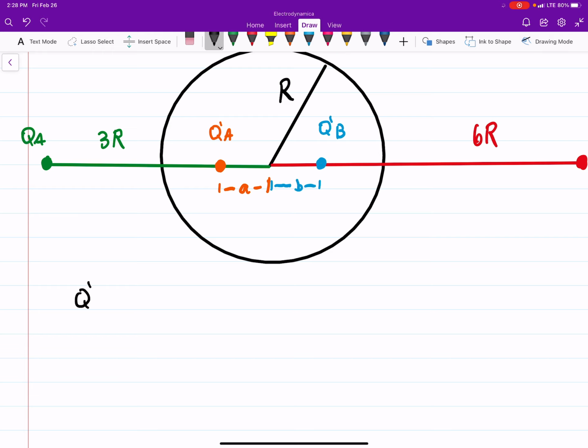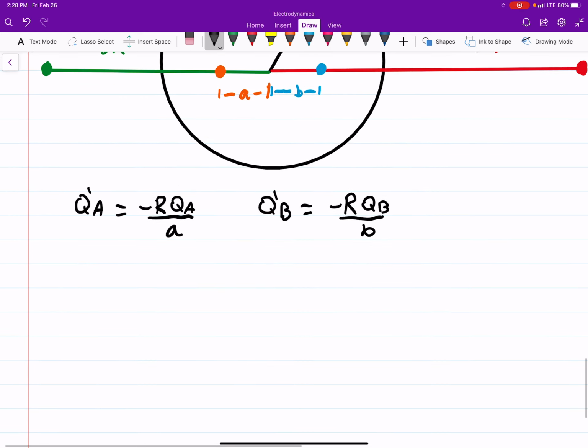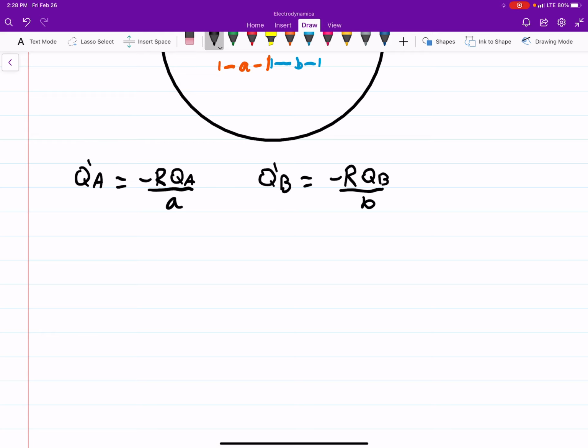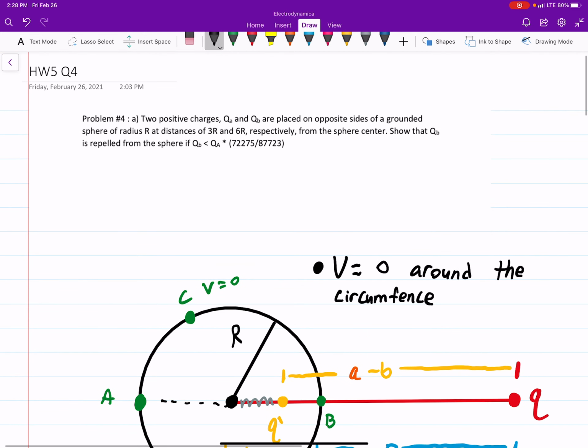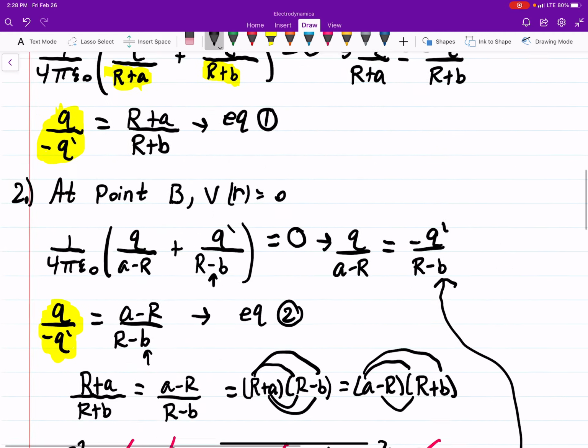Okay, so now with that, I'm going to write out some things that we now know comfortably, which is that Q prime of A is equal to negative R times QA over A, and Q prime B is minus R QB over B. Okay? So we know a few things there. That's pretty handy to know. And we're looking at the forces because we want to show that QB is repelled from the sphere if QB is less than QA.